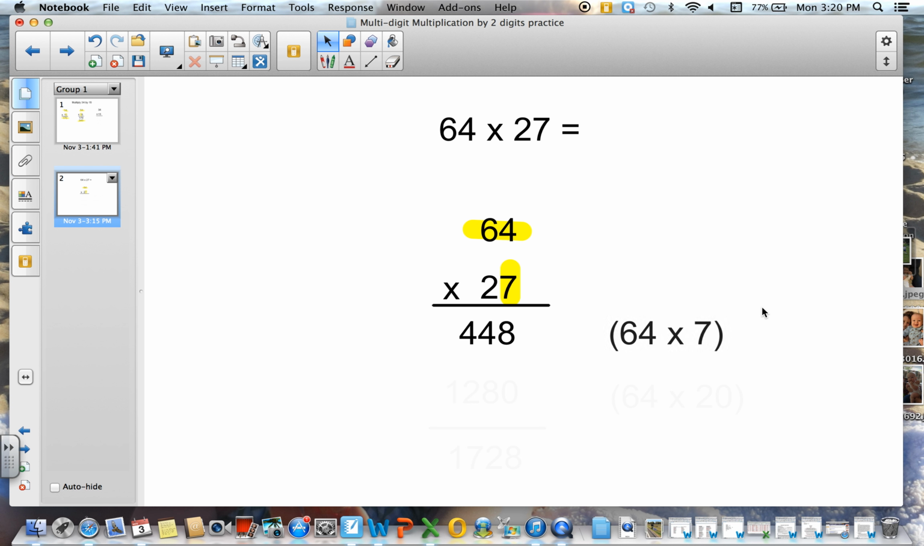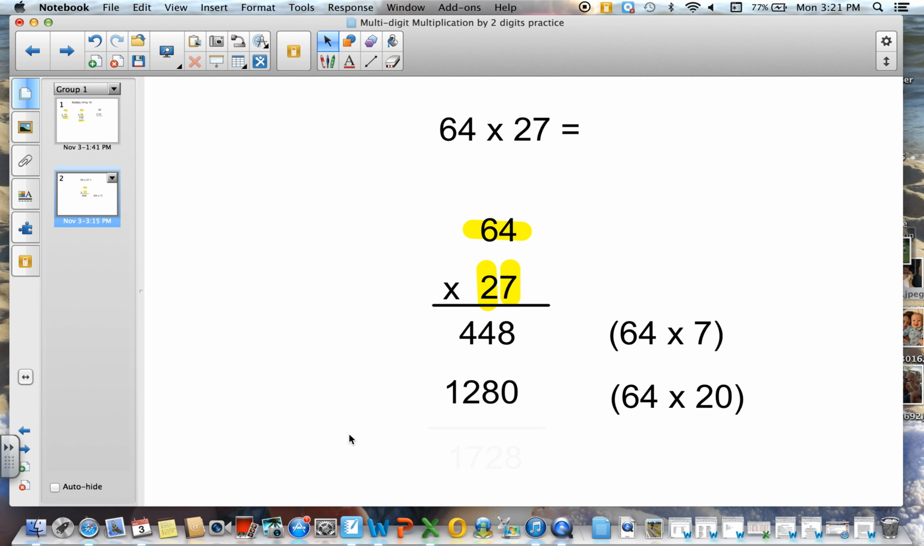Now over here, I'm showing you that's what we did, just in case you have trouble remembering where we got that 448. On the side over here, you remember, oh, that's right, we did 64 times 7. So if we already took care of the 7 in 27, now it's time to multiply the 64 times that 2, but that 2 is not just any old 2, it's in the tens place. So the value of it is 20. So we're going to do 64 times 20 now, and that's going to give us 1,280.